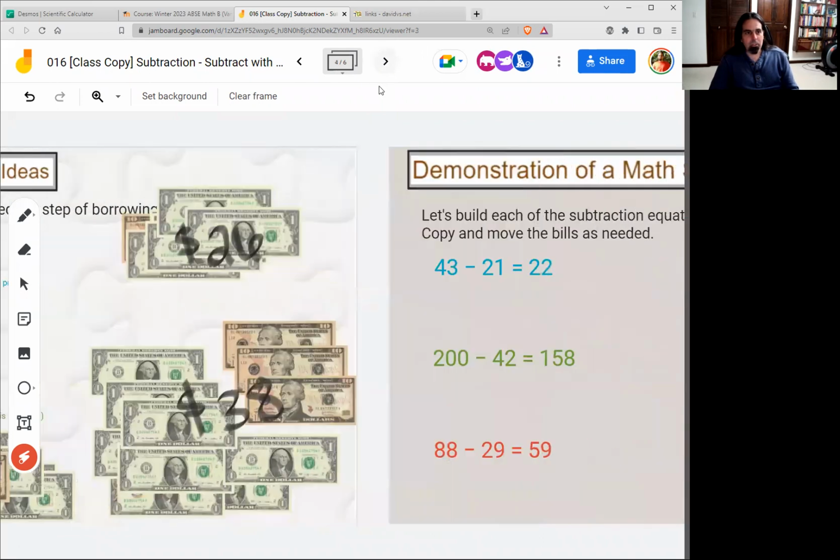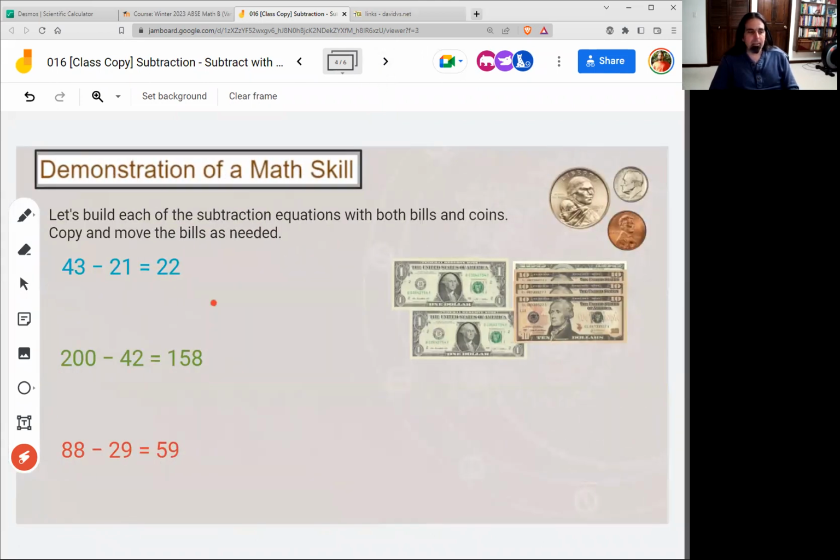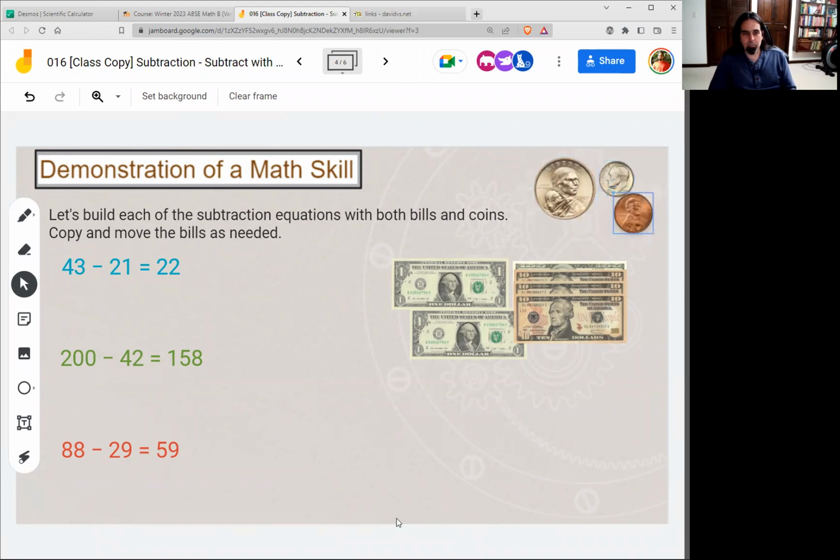So now we're going to do the same thing, but what happens if we like coins instead of bills? If you don't recognize it, this is a dollar coin, a Sacagawea dollar, and then 10s and 1s with dimes and pennies.